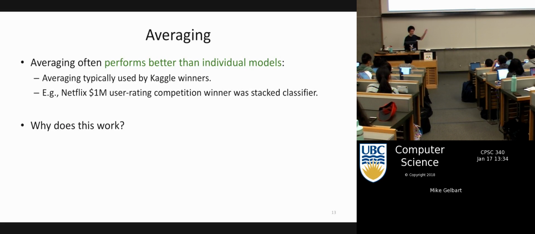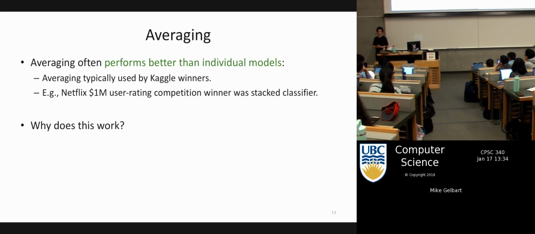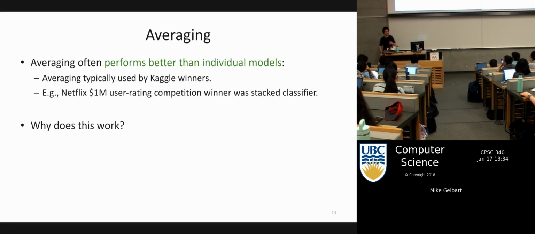Okay, yes, so we'll talk more about the Netflix $1 million prize later in the course when we talk about recommender systems. But the winner of that prize, I know of a whole bunch of competitions. I don't know if you've heard of Kaggle, but it's an organization that puts out these machine learning competitions, and it's very common to see the winners being an ensemble of a bunch of stuff.